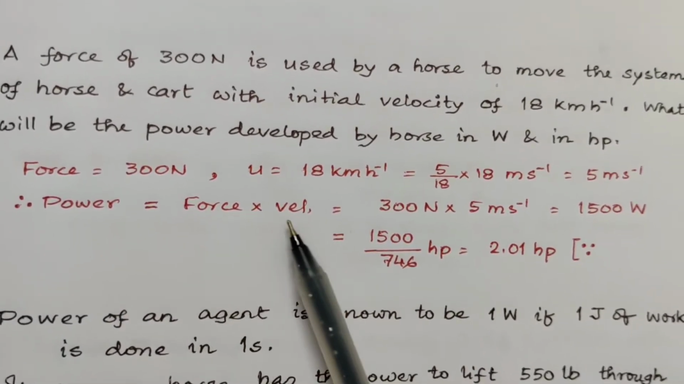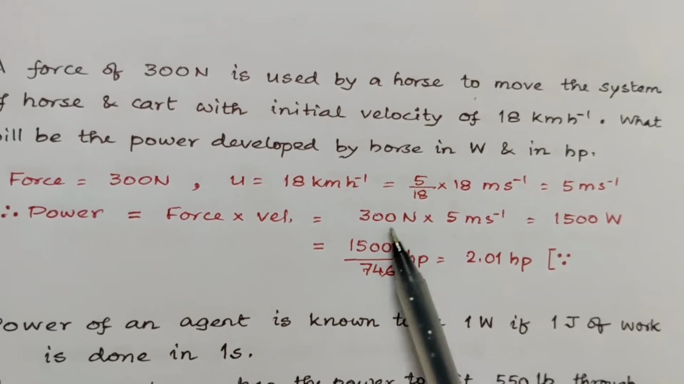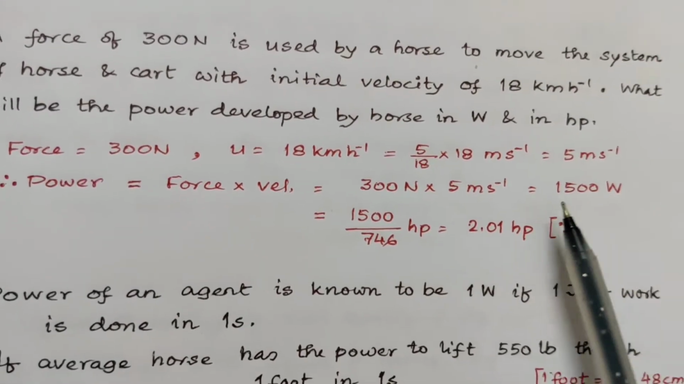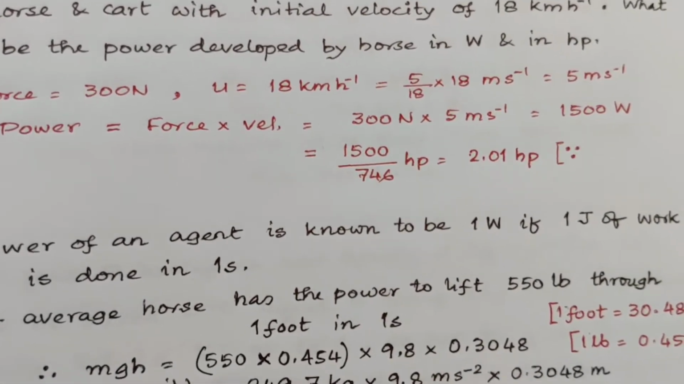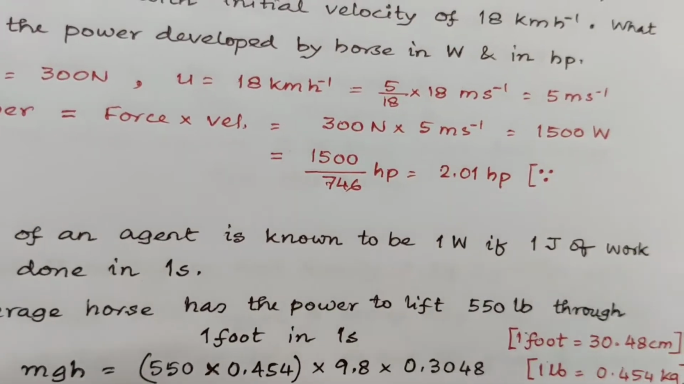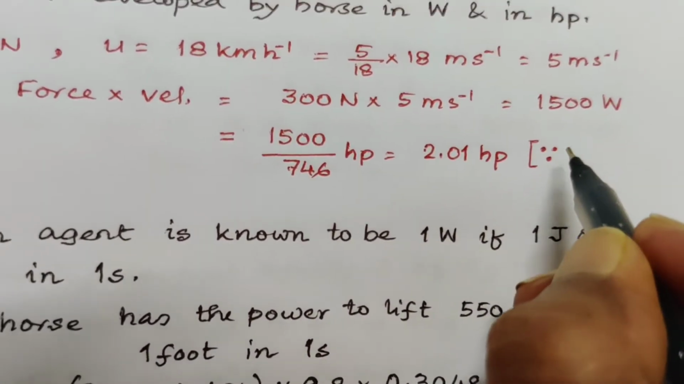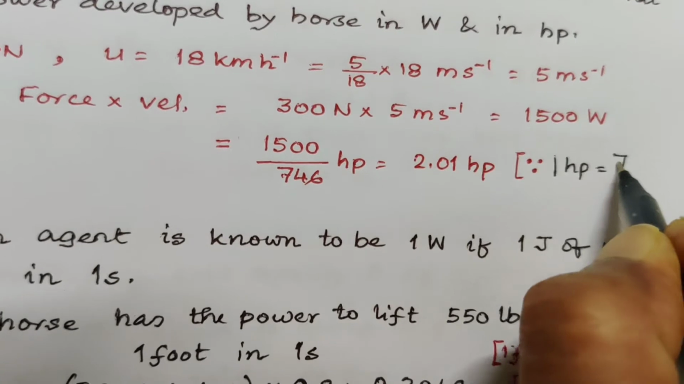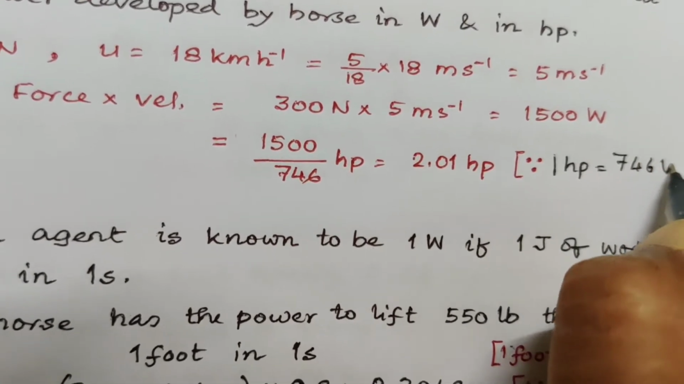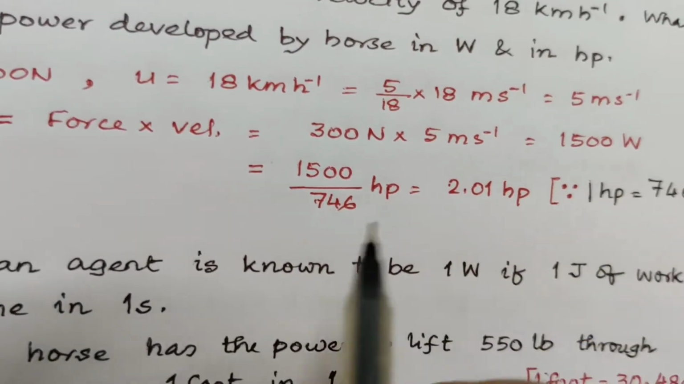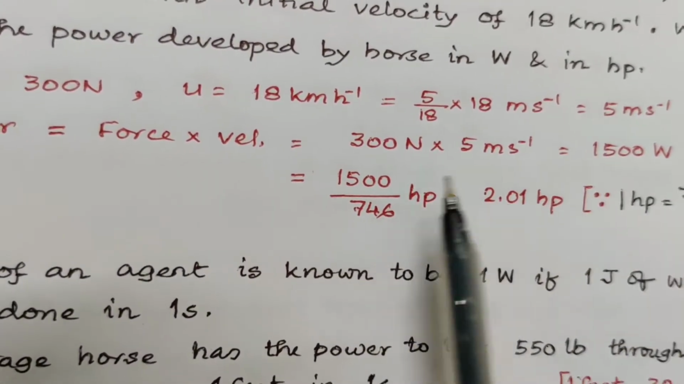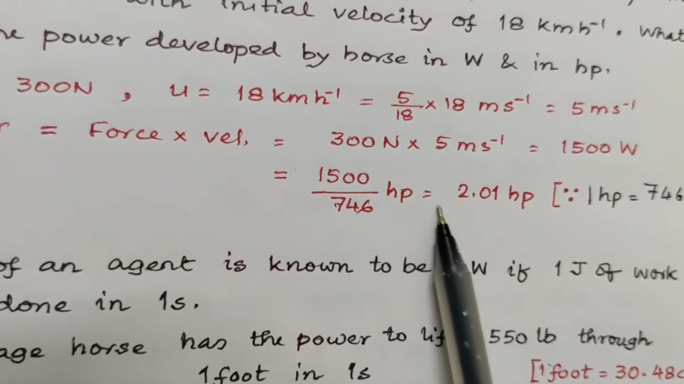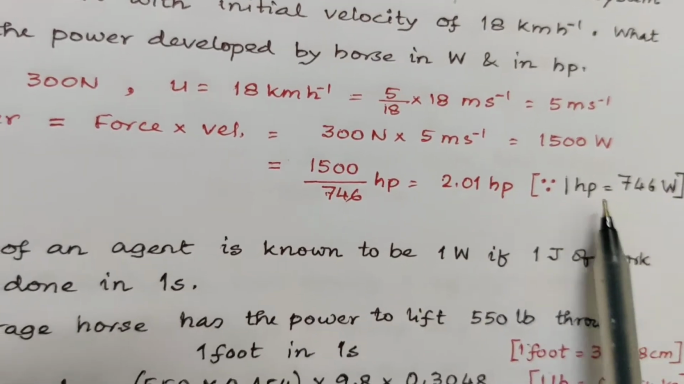Therefore the power is force into velocity. There is 300 Newton into 5 meter per second, that is 1500 watt. Now for conversion of watt into horsepower, we know that 1 horsepower is equal to 746 watt. Then this much watt is equal to how much horsepower? So 1500 divided by 746, that is equal to 2.01 horsepower.